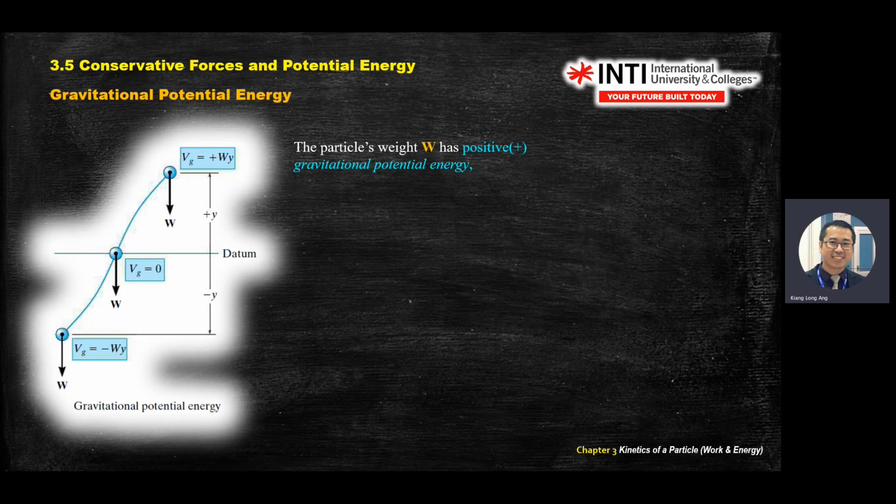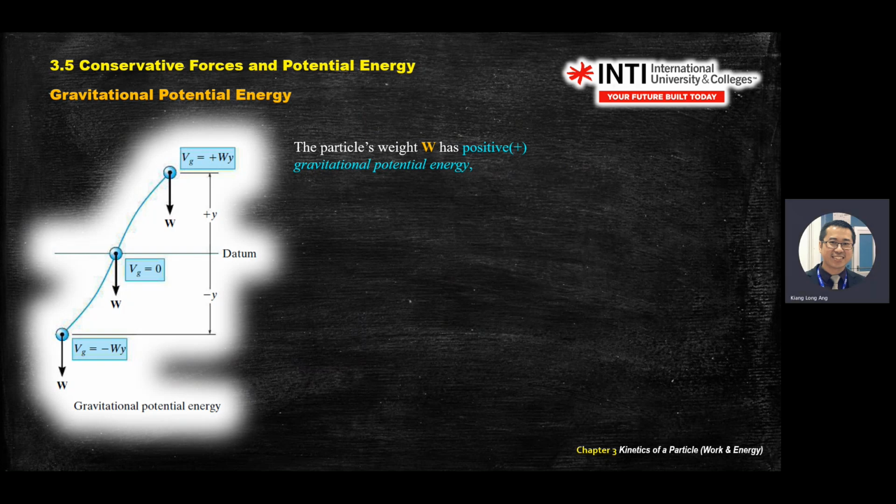If the object starts from a position above datum, you get positive potential energy. Why? Because the h is positive. Above datum, you get positive y or positive h. If the initial object position is below datum, you get negative mgh because the h is below datum. You get negative y, so you get negative potential energy. If the object starts at the datum, what is the potential energy? 0. Why 0? Because the h is 0.